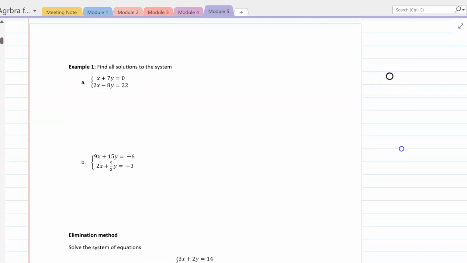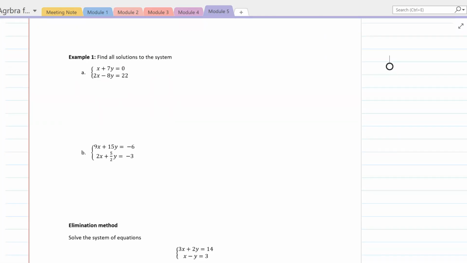We want to find all solutions to the system. The first step in solving using substitution is to solve for one variable in one of the equations. Let's call our first equation equation 1, and here's equation 2. From equation 1, x plus 7y equals 0. I will solve for x in this equation. So subtract 7y from both sides. So x equals negative 7y. I will substitute this result into equation 2.